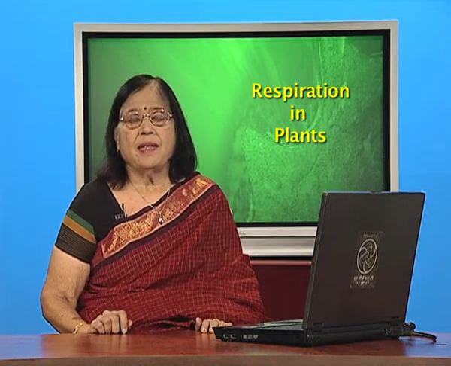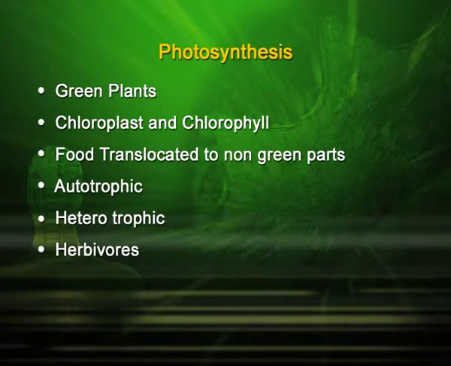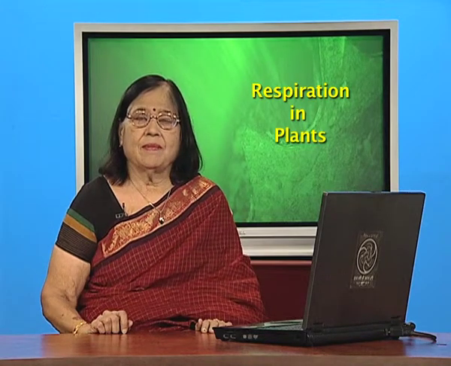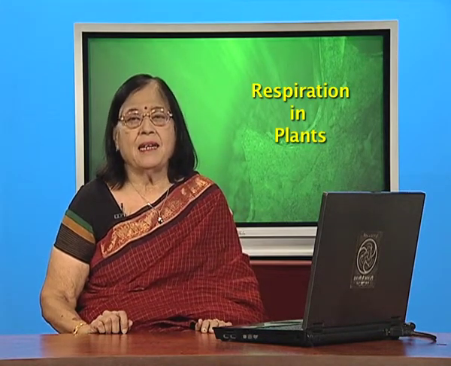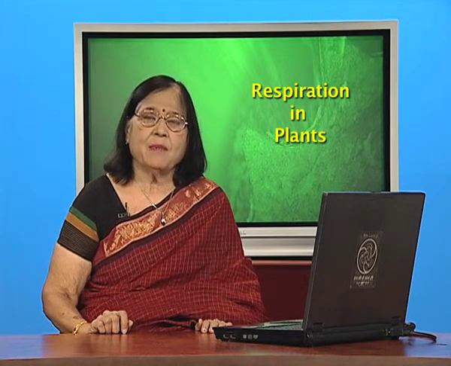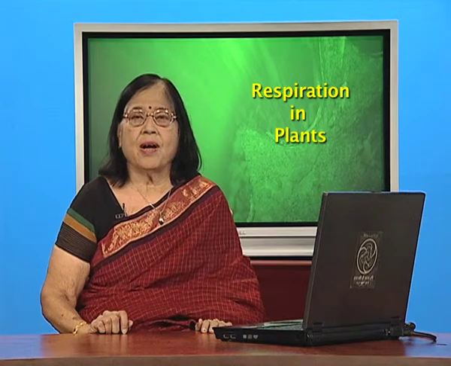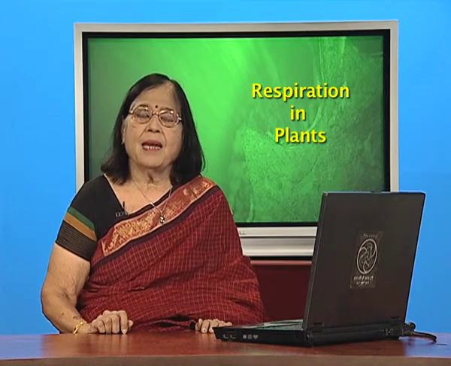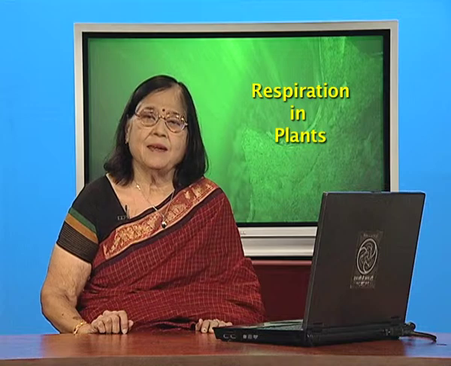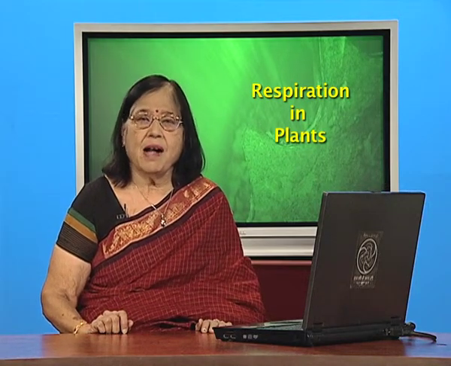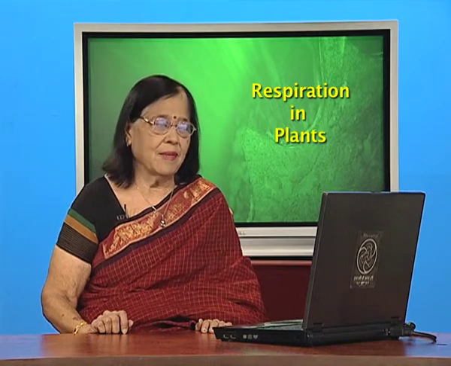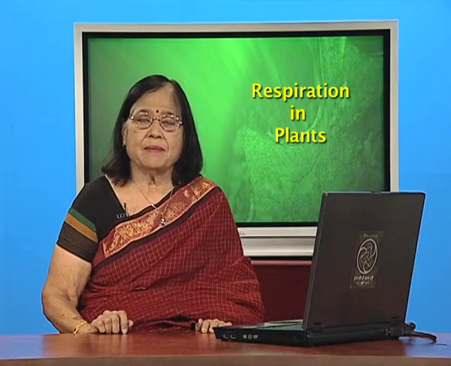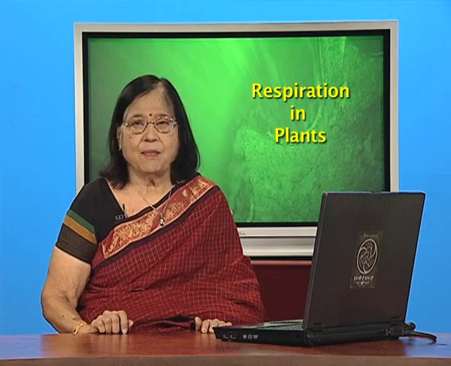If heterotrophic, then again there are two categories, herbivores and carnivores. Herbivores depend on plant food, and carnivores eat herbivores. But whatever the case may be, whether the animal is a herbivore or carnivore, eventually it is depending on the plant, because the herbivore is eating the plant and the carnivore is eating the herbivore which has eaten the plant. So, if you see the food chain, even the carnivore is dependent on the plants. Then there are fungi which feed on dead organic matter and they are called saprophytes.